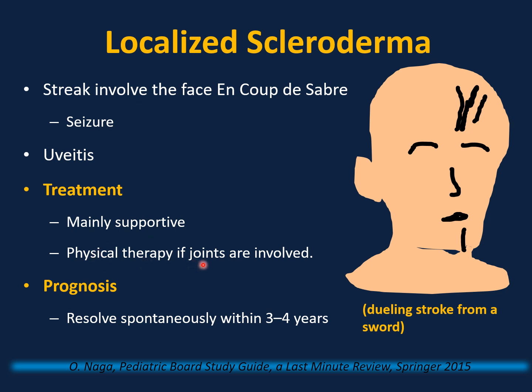Physical therapy if joints are involved. Typically, all labs are normal in cases of localized scleroderma. Prognosis resolves spontaneously within 3 to 4 years.